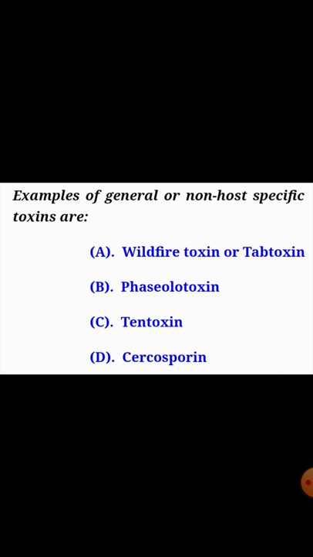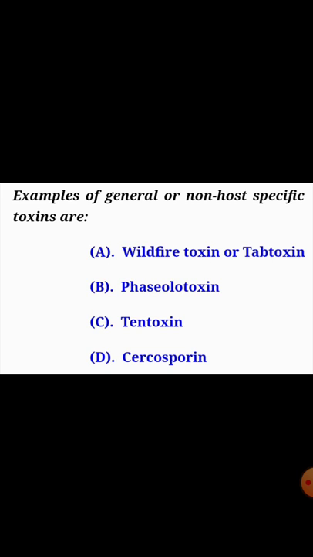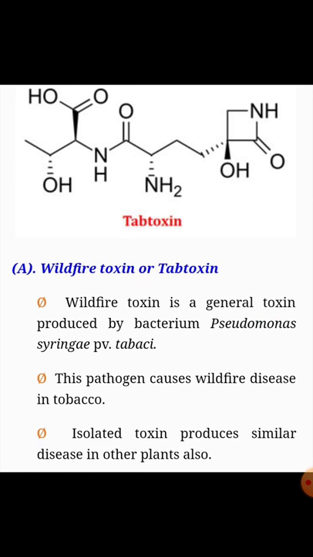Next, the examples of different types of non-host specific toxins are, you can see here, different examples. The first is tabtoxin, then phaseolotoxin, then tentoxin or circosporin. So first of all, we discuss tabtoxin. This is the structure of tabtoxin, where it is basically a protein made up of a number of amino acids. You can see here there is the formation of peptide bonds between amine and carboxyl group. The wildfire toxin, that is tabtoxin.